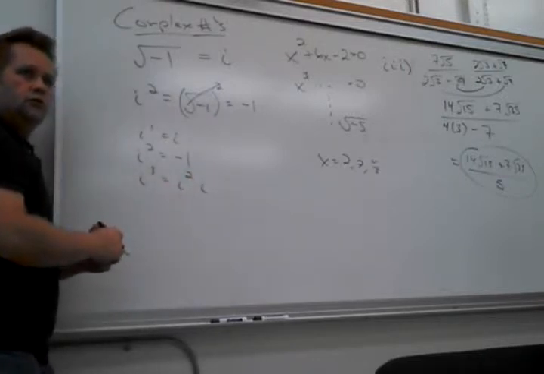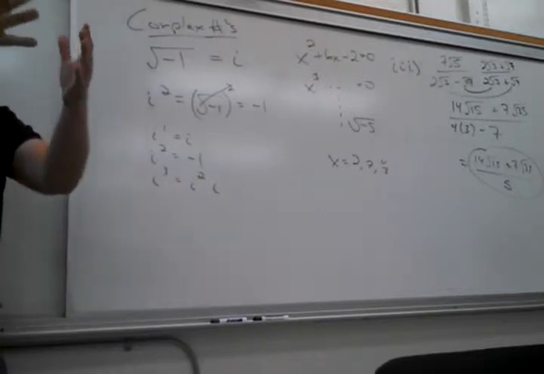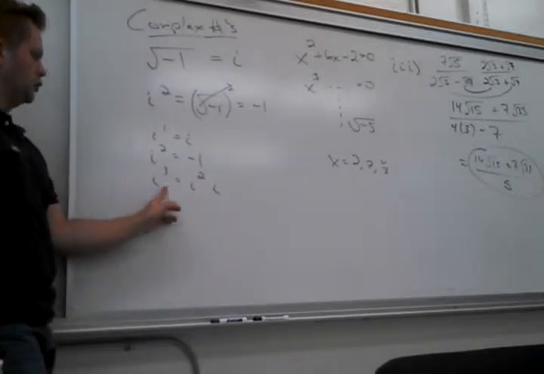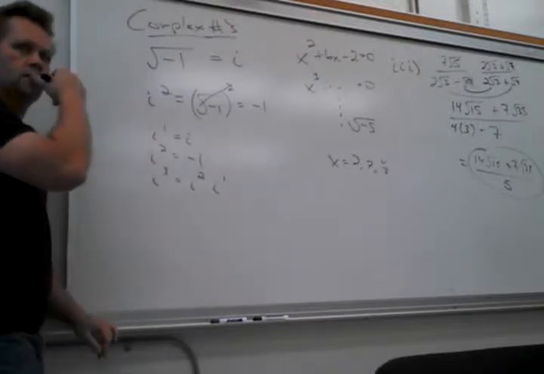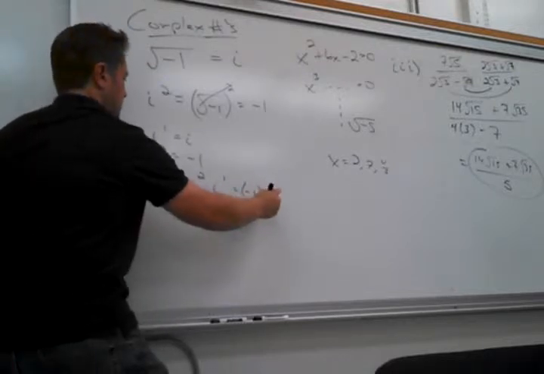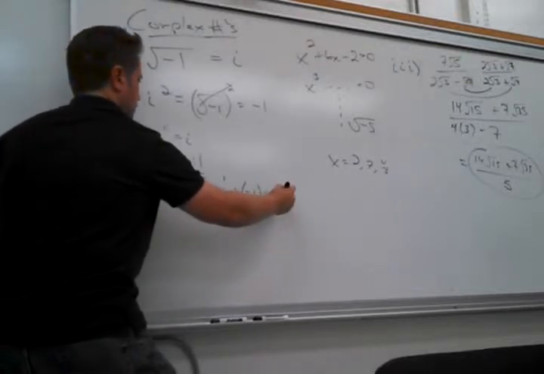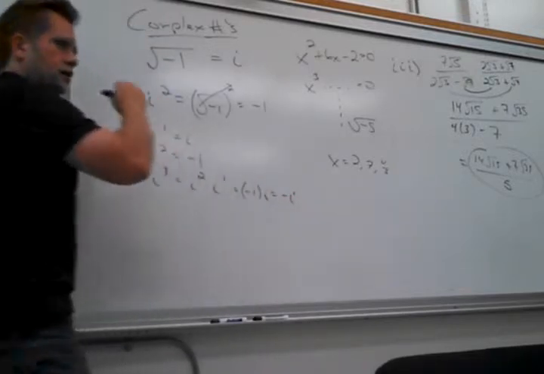Is that cool? So whenever you have a power, you don't know what it is, you build it off of powers that you know. I know what I squared and I are, so isn't I cubed I squared times I? Yeah. Because what would you do with the power? You'd add them, right? What's I squared? Negative 1. What's I to the first? I, so you get negative I. So I cubed is negative I.